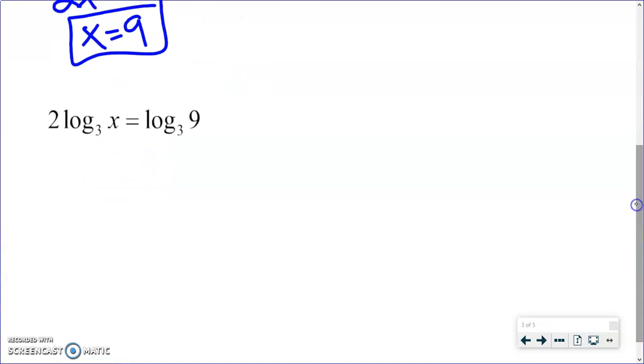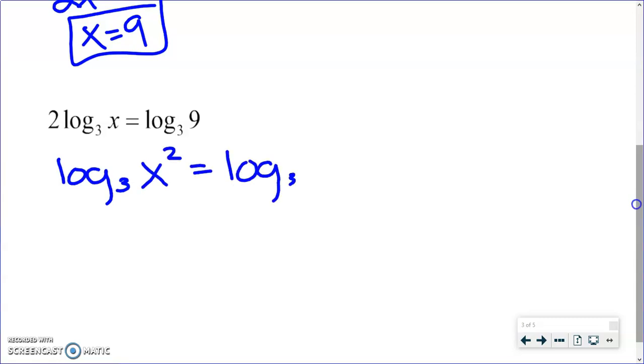This equation here says 2 times log base 3 of x equals log base 3 of 9. So we do need to have one condensing step in here before we can simplify, and we're going to move that multiplier in the front up to the exponent. So we can rewrite as log base 3 of x squared equals log base 3 of 9. Then we can go ahead and set each piece equal to each other.